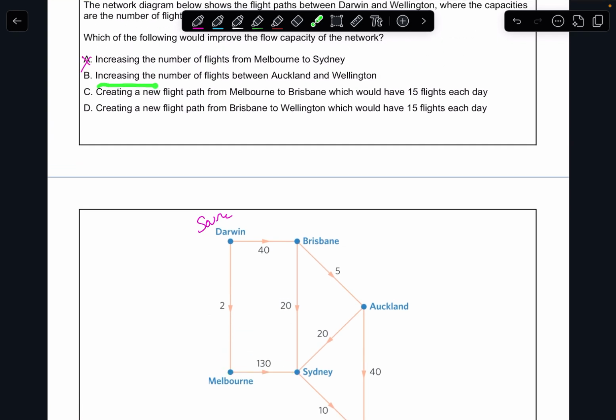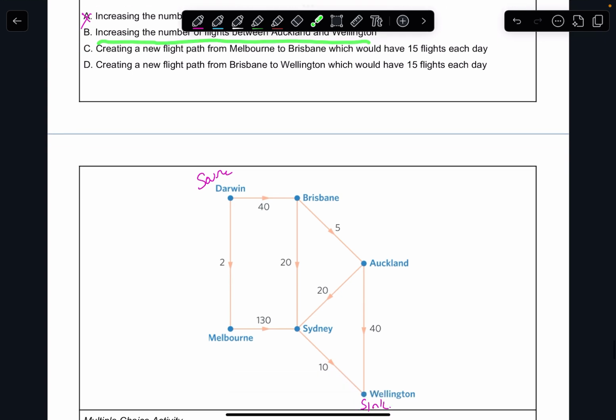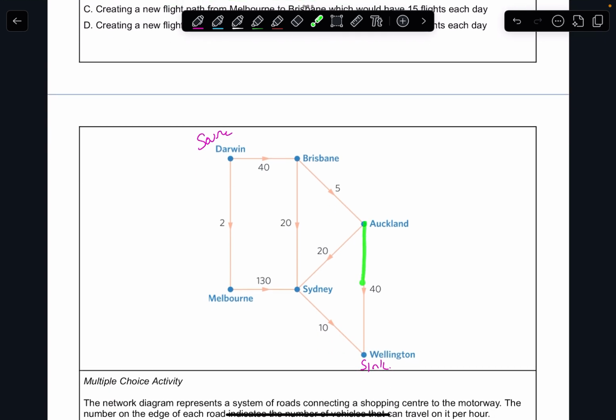The next one says increase the number of flights between Auckland and Wellington. So if I increase this one, let's see what's coming in. Well, the only thing coming in is this one here, 5. So that's not helpful either.